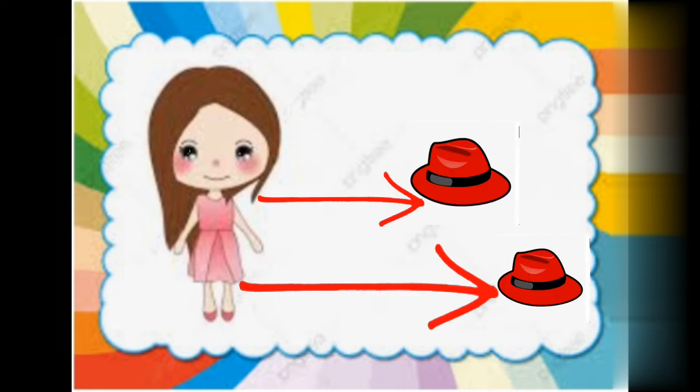Now, here is the third example. The first hat is near to me, so I will use this. And the other hat is far away from me, so I will use that.